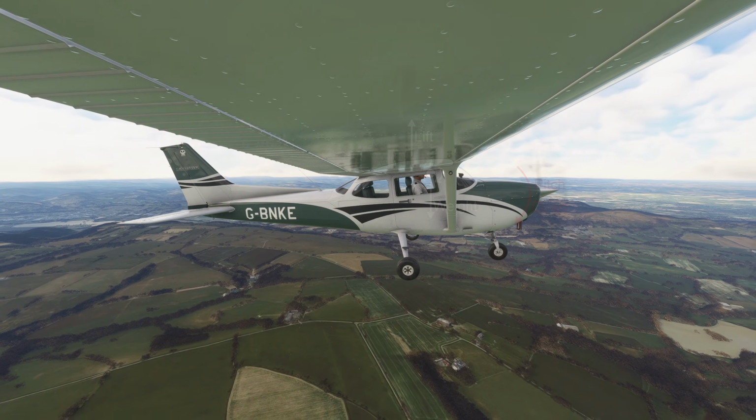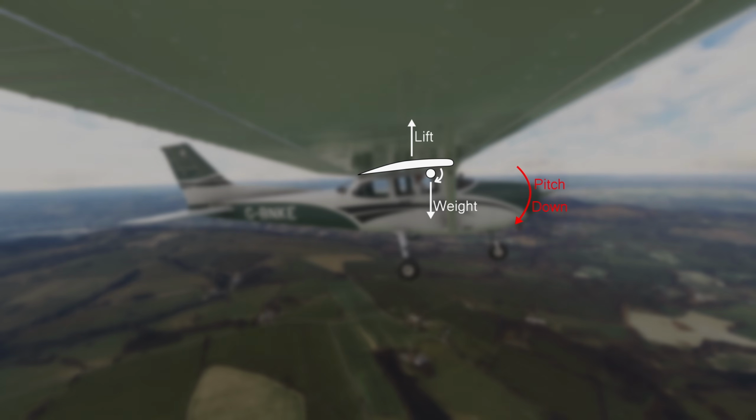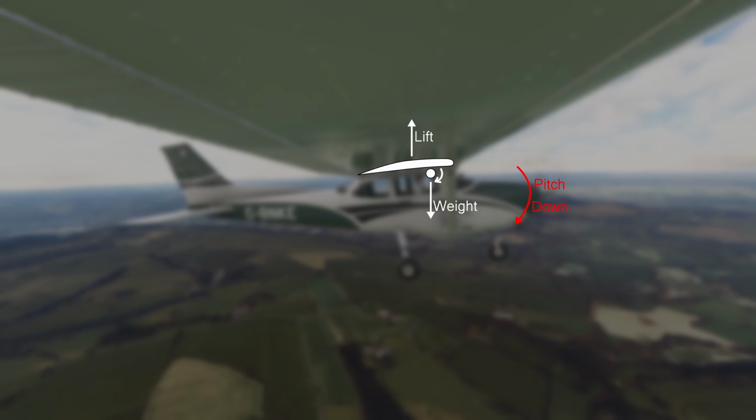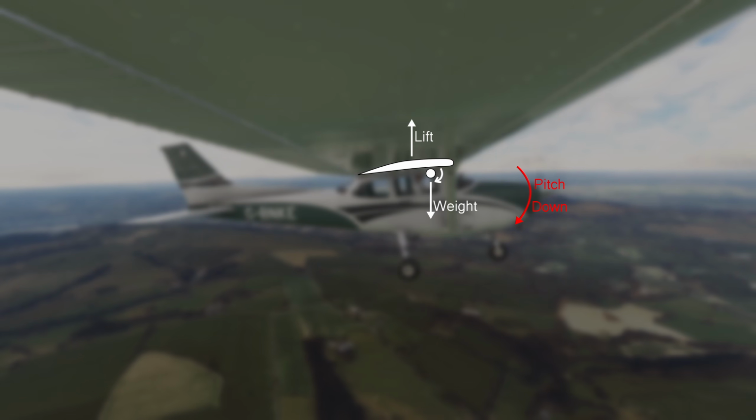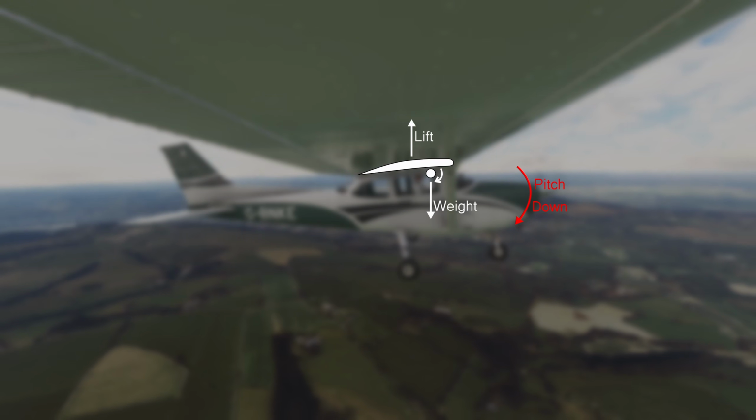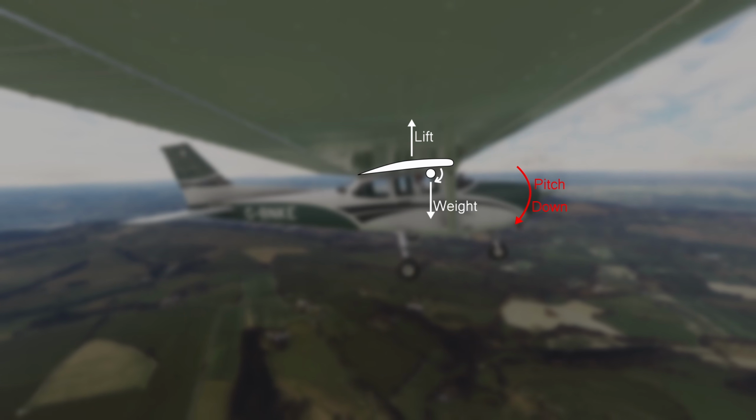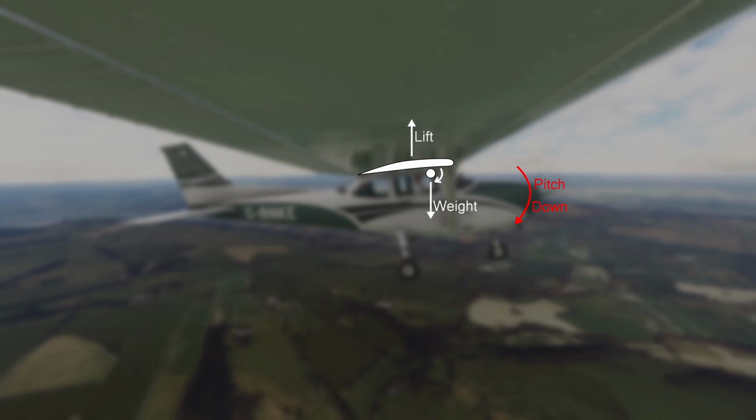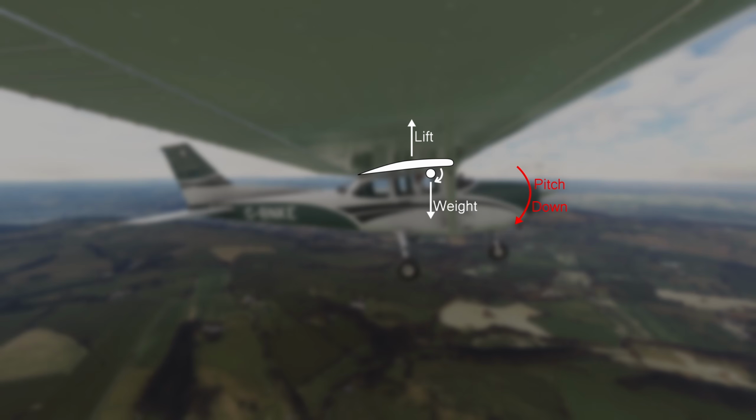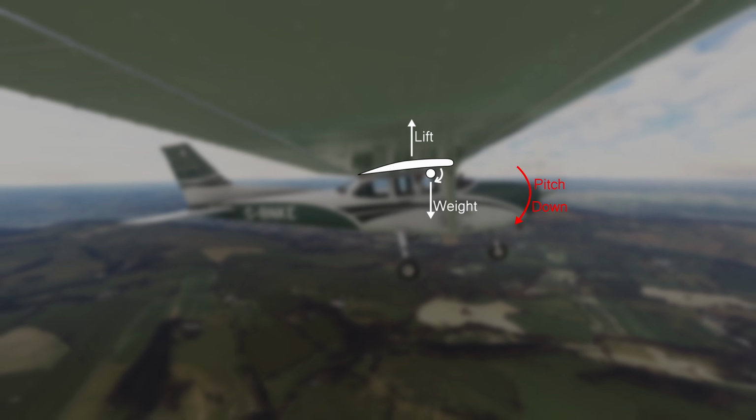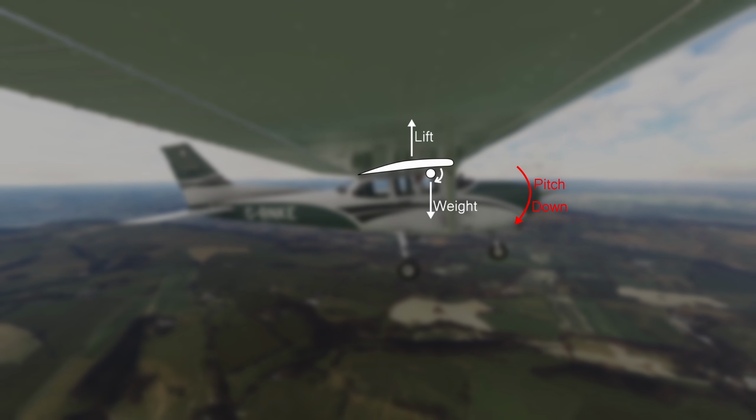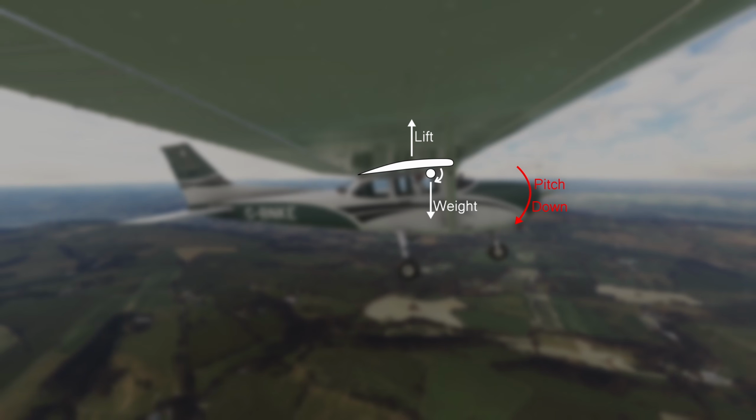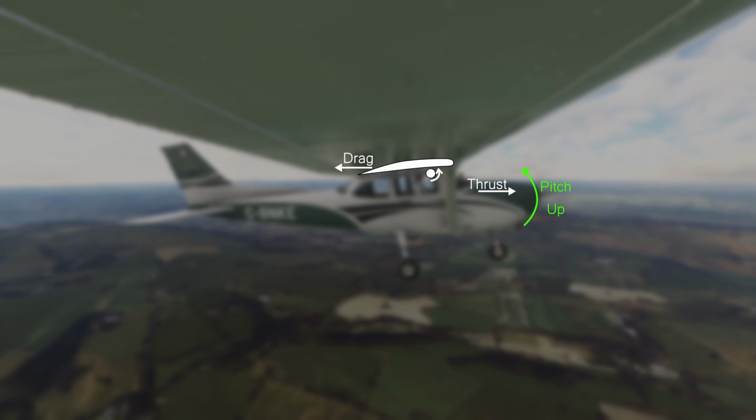To maintain stability in pitch, we should arrange the forces in such a way that weight pulls through a point, the center of gravity, that is ahead of the center of the lift force. The sum total of these two forces produces a downwards pitch motion, as they are essentially trying to rotate the aircraft, if you are looking from the side view.